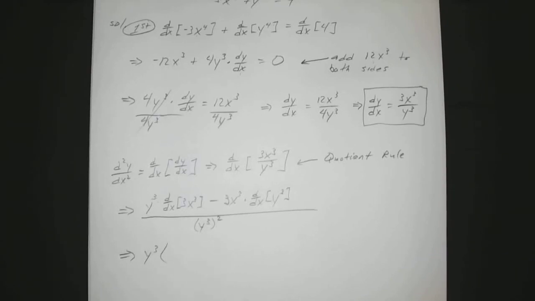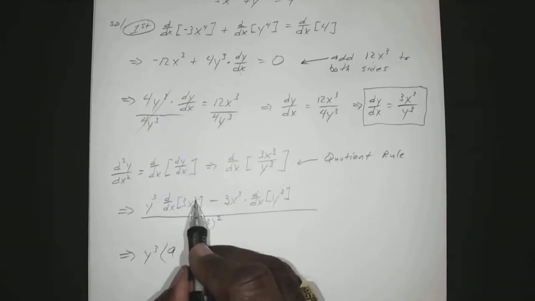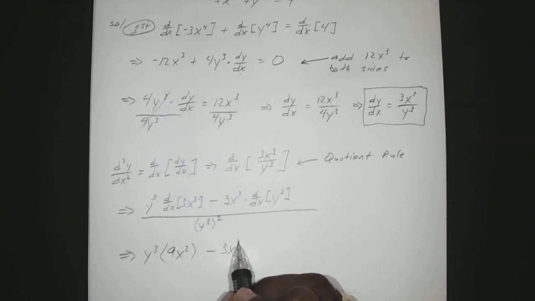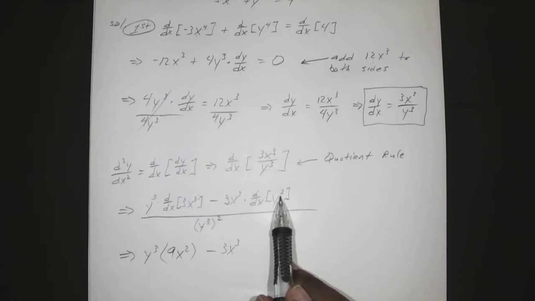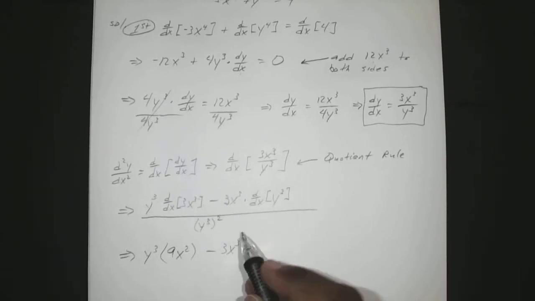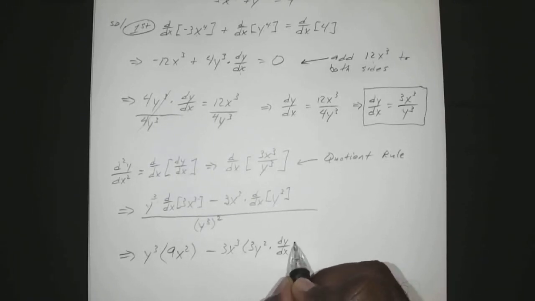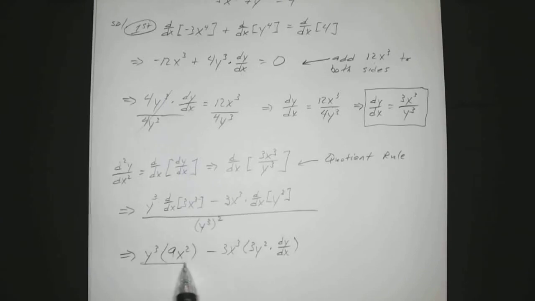say y to the third, the derivative of 3x to the third, just bring down our 3, which makes that 9, and subtract 1 from that exponent, minus 3x to the third, derivative of y to the third with respect to x, we bring down our 3, and subtract 1, times dy dx, all over y to the third squared, which is y to the 6th.